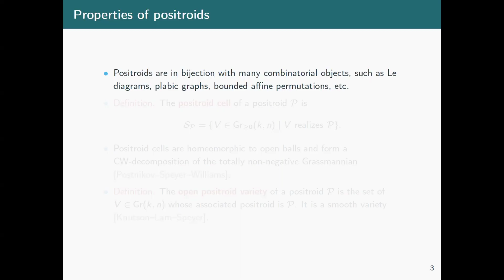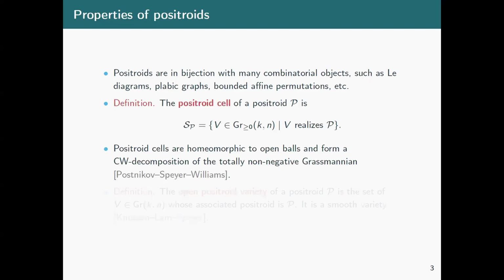So we can consider the realization space of a positroid inside the totally non-negative Grassmannian, which is the, let's say, natural space where we study positroids. So this is all matrices such that the associated matroid is the given positroid. And these positroid cells are as nice as you can hope for. So they're homeomorphic to open balls, and they give a CW decomposition of the totally non-negative Grassmannian.